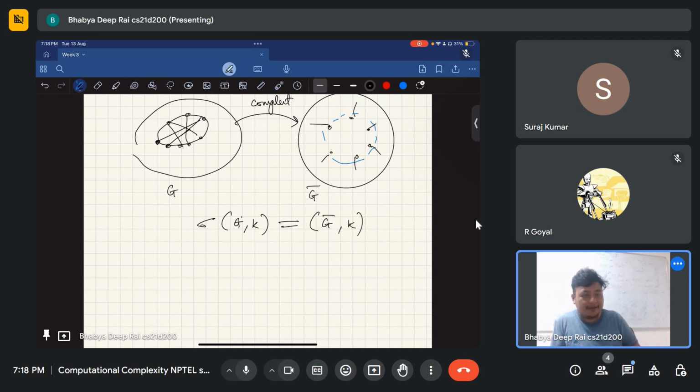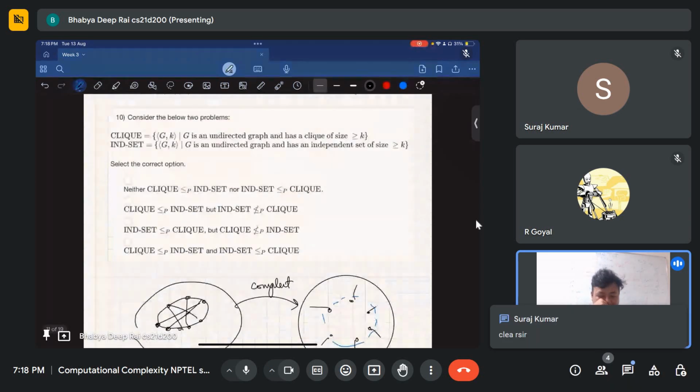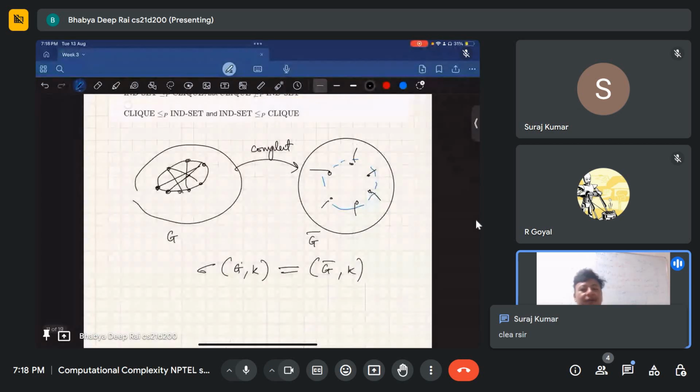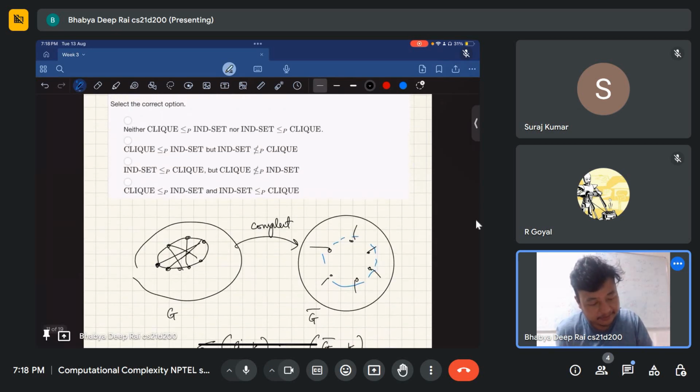Suraj, is this clear? Or do you want me to discuss in depth? Clear, right? Okay. So this is the reduction, and the other way around is also true. Given an independent set, I'll complement it and make a clique, and they both reduce to each other. This is the answer.